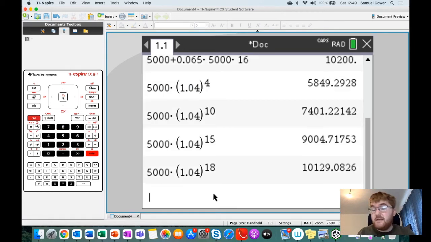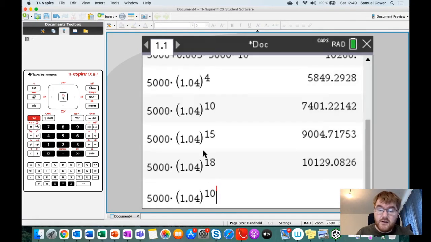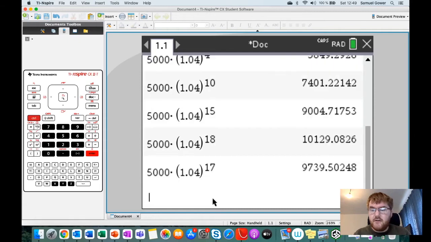Okay, that goes beyond the 10,000. So we need to go a little bit below just to see in case 17 works. So you can just try this trial and error. Okay, 17 is not quite 10,000, so you know the answer will be 18.